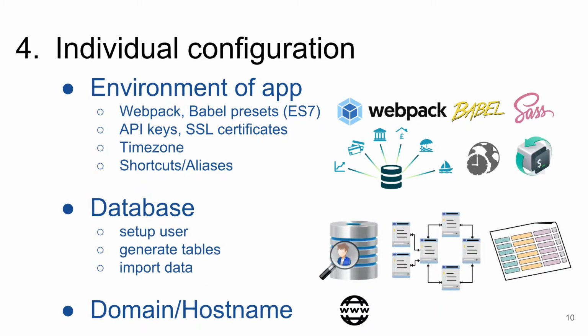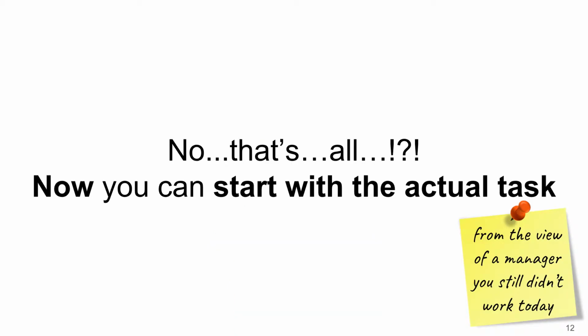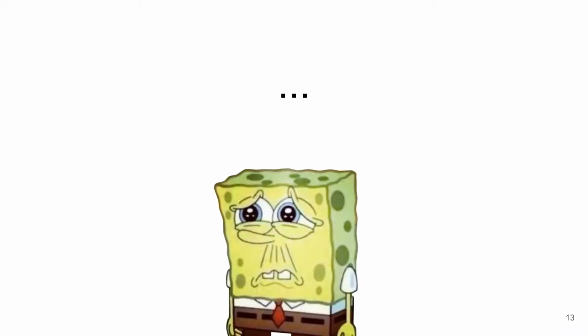Step 4. Individual configuration, like for example the environment of your app, the database, as well as the domain or hostname. Something else? Oh, that's all. Now you can start with the actual task. By the way, from the view of a manager, you still didn't work today because you were not able to show him some buttons on which he could click on. In the end of the day, you have the feeling that everyone else could do this job faster than you.